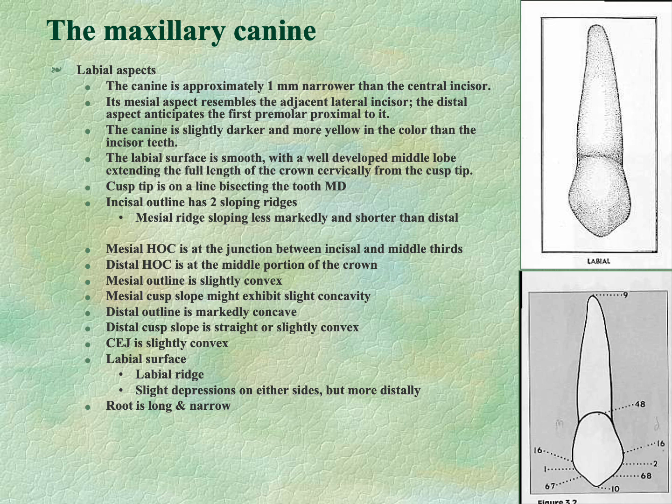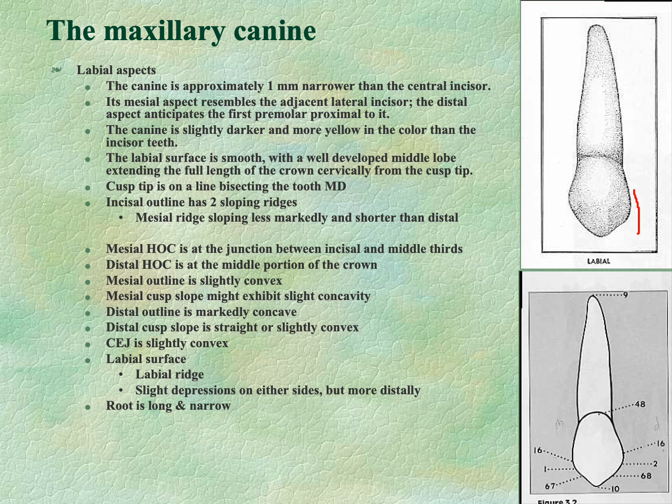The maxillary canine, as seen from the labial aspect, is approximately 1 mm narrower than the central incisor. Its mesial aspect, as you can see here, resembles the adjacent lateral incisor, while the distal aspect here resembles the first premolar proximal to it. The canine is slightly darker or more yellow in color than the incisors.